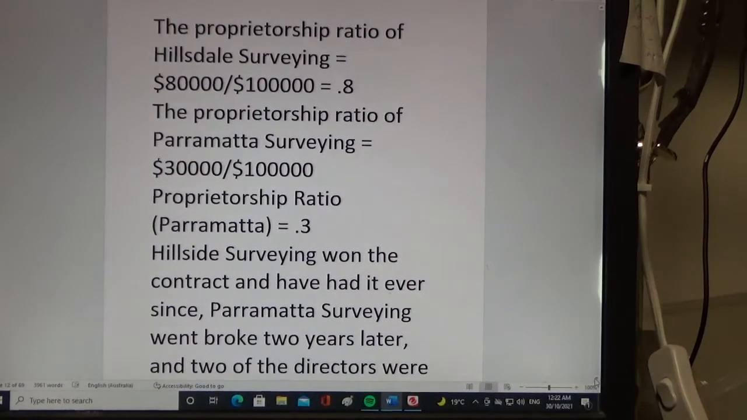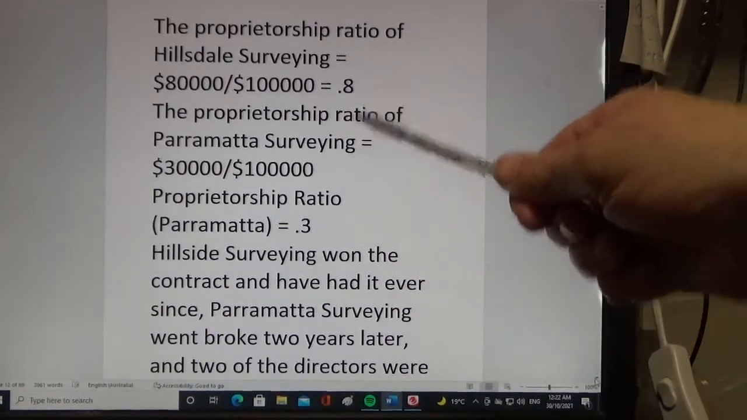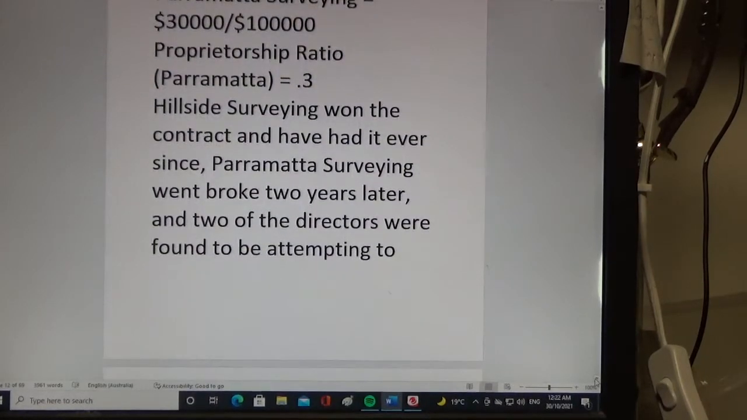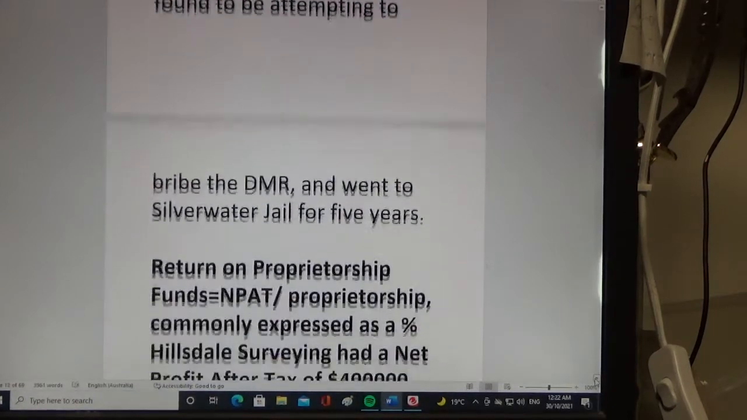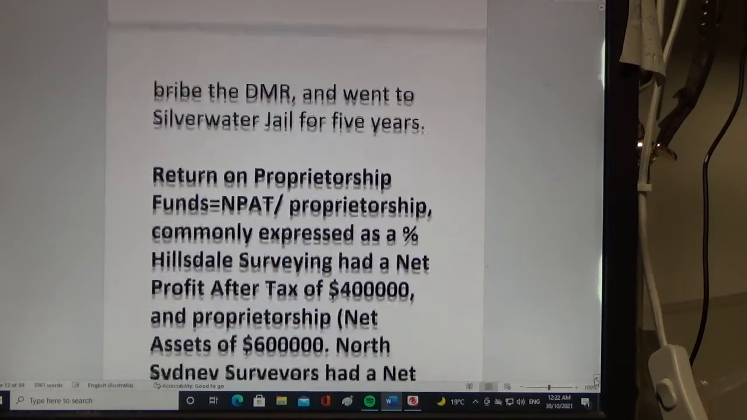Which gives you 0.8. The proprietorship ratio of Parramatta Surveying equals 30,000 over 100,000. The proprietorship ratio of Parramatta is 0.3. So you can see that Hillsdale has got a more favourable proprietorship ratio. Hillsdale Surveying won the contract and had it ever since. Parramatta Surveying went broke 2 years later, and 2 of the directors were found to be attempting to bribe the DMR and went to Silverwater jail for 5 years. A sad story.